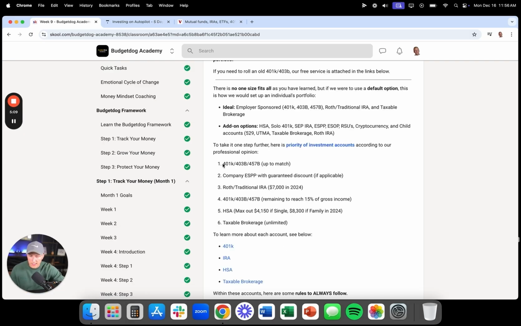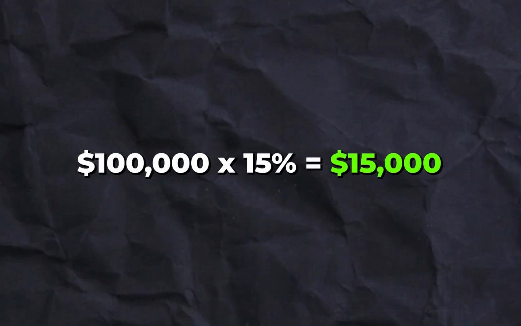And then on top of it, let's look at the actual one step further equation. So all of these accounts considered, how do we actually go through and do the math to get here? Let's just say we have $100,000 gross income for your household. You make $100,000 combined between the spouses. Take that number and multiply it by 15%. That is your gross income that you should be investing into the stock market.